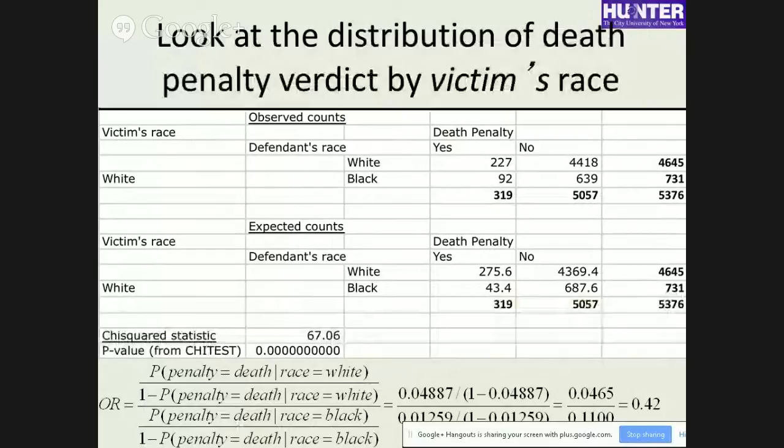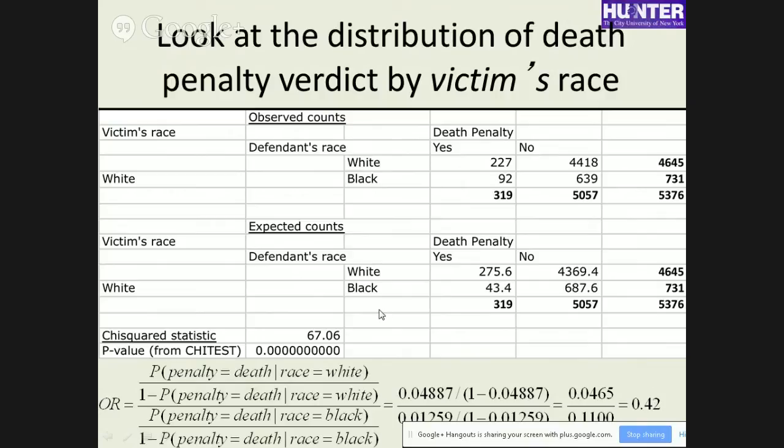So the conclusion of this story about race and the death penalty, at least as far as this study went, was that they also broke this down by the victim's race. So doing this whole table again, here we have victim's race and defendant's race. So defendant's race, white, black. This part of the table is the same, but only for white victims. Observed and expected.